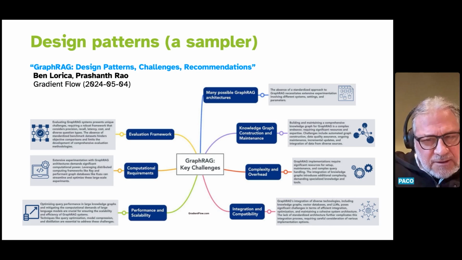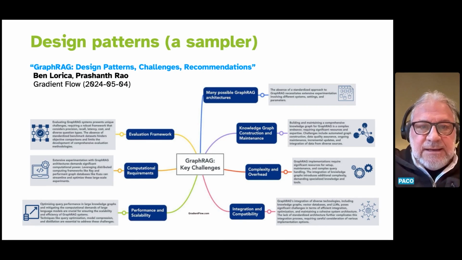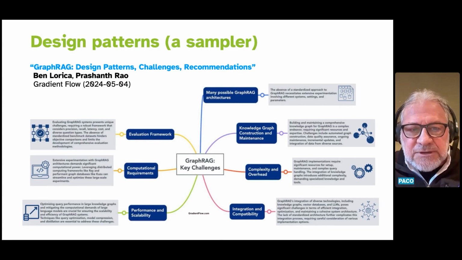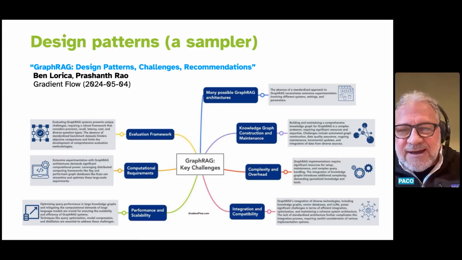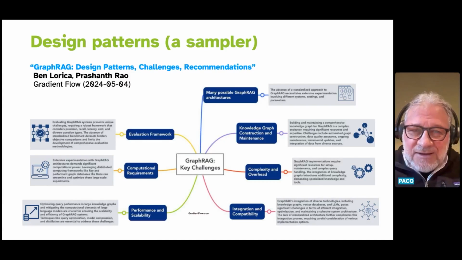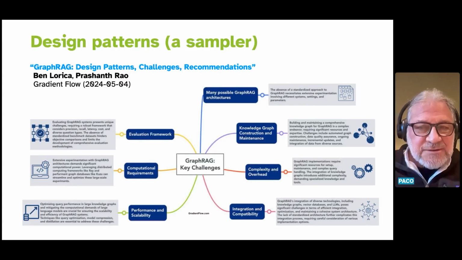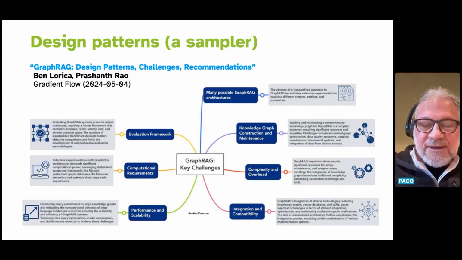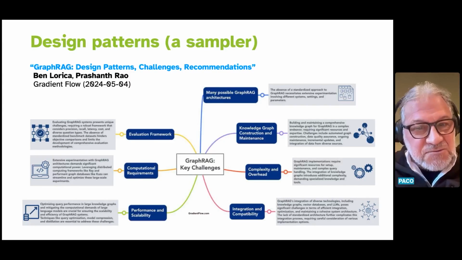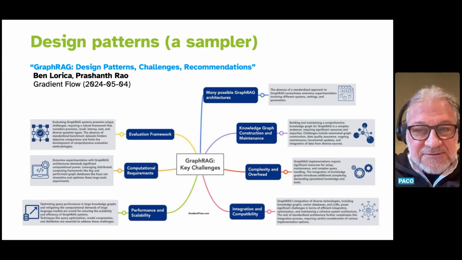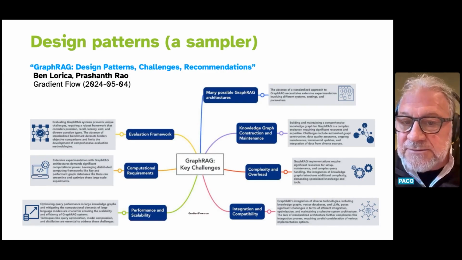And just to close up on that part, a couple of friends, Ben Lorca and Prashant Rao, tried to take a stab at defining what design patterns are being used, categorizing all the different types of graph RAG. What they came out with is, gosh, this is really varied. So we'll just have a sampler of what the popular techniques are, but they really do give a lot of names to these different approaches.